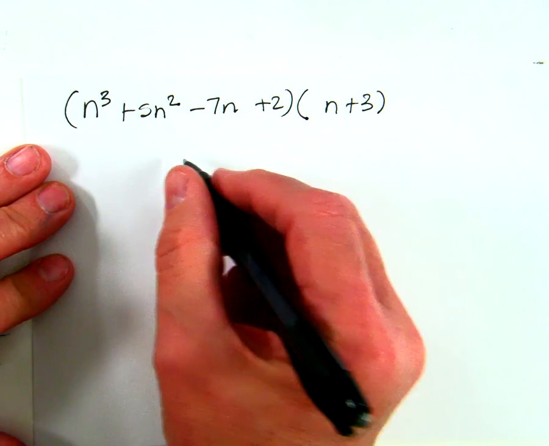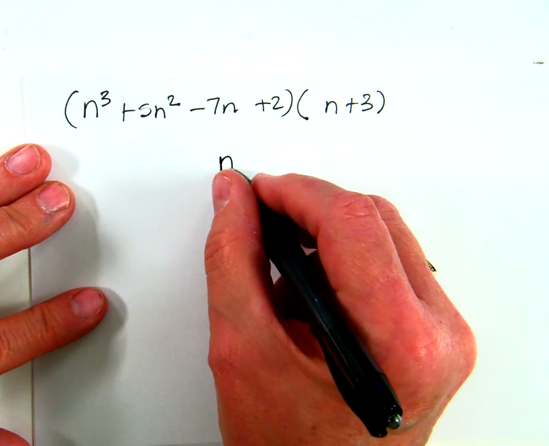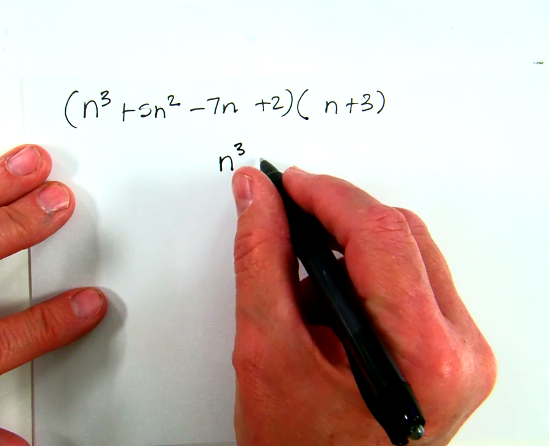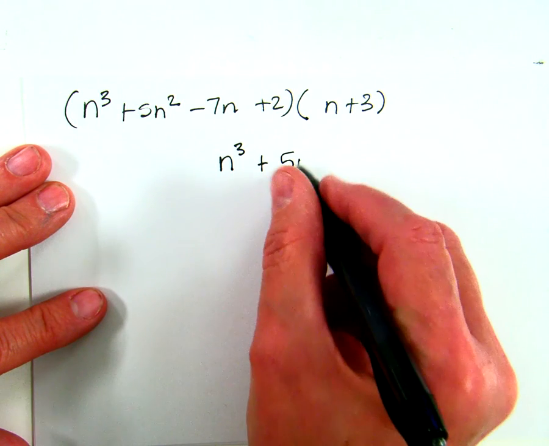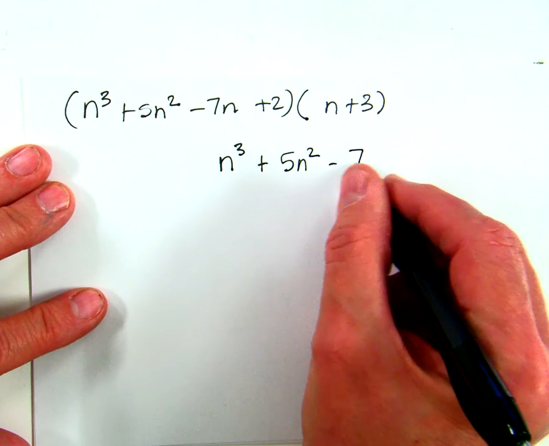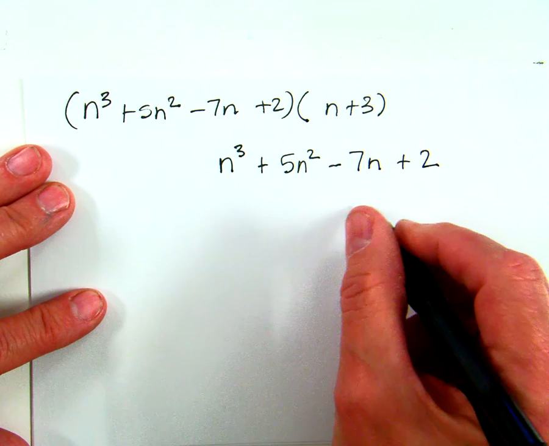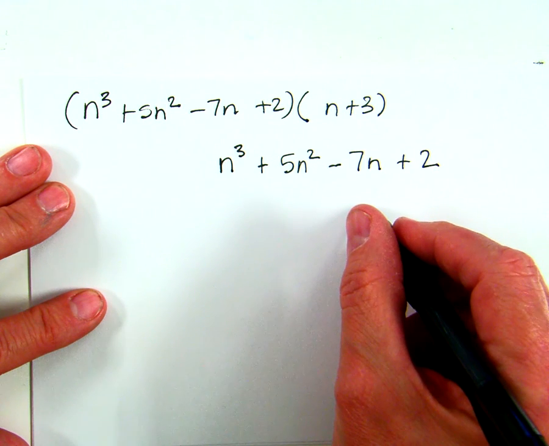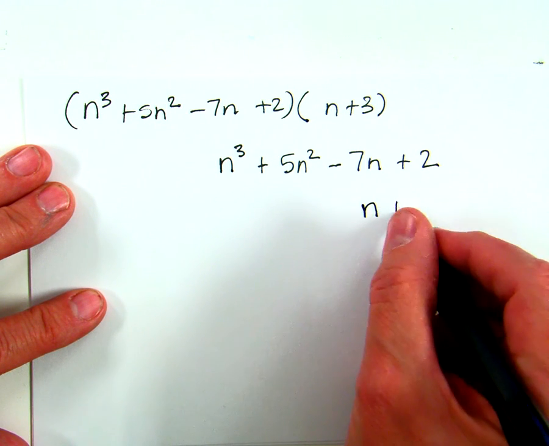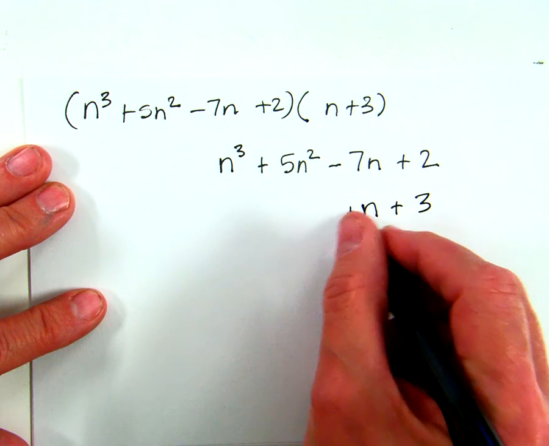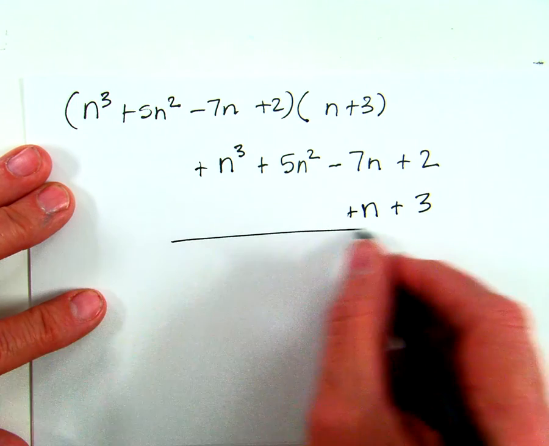And I'm going to write it out vertically, just like third grade math. n cubed plus 5n squared minus 7n plus 2. Okay? And then just like in third grade, when you learn to multiply, I'm going to put them down on top of each other like this.